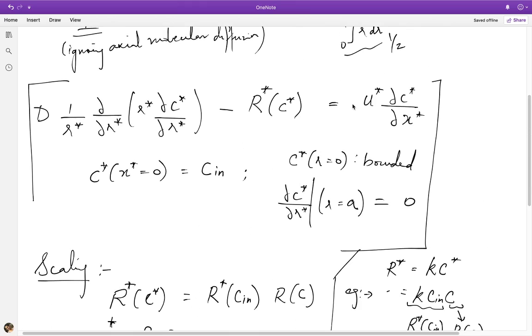So this group appeared in our laminar dispersion problem as well. In fact, there it was the only non-dimensional group. But now we have another non-dimensional group in front of the reaction rate term, which presumably should be a ratio of the reaction time to the diffusion time.